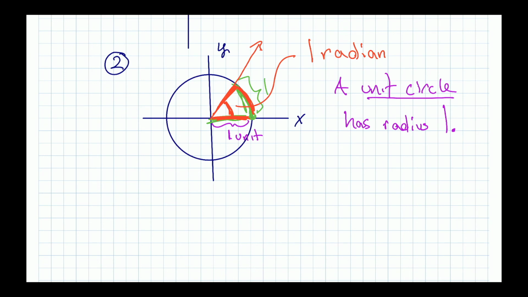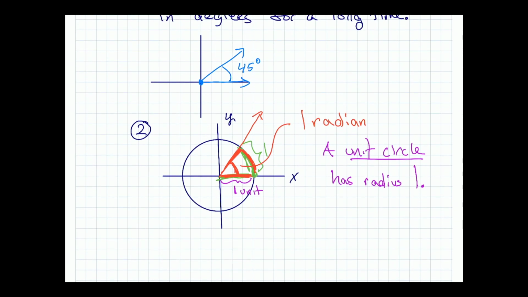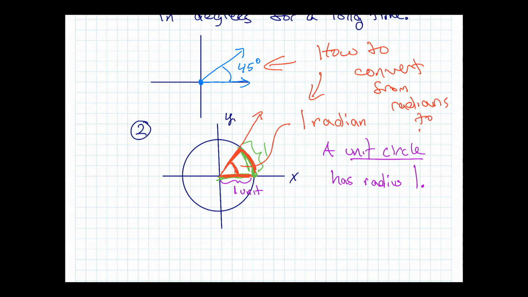Okay, and then what you can do with that is you can try to figure out what is the conversion between degrees, like this, and radians, like this. How to convert from one to the other, from radians to degrees and from degrees to radians. Okay?